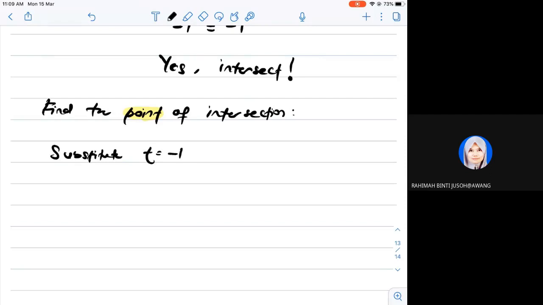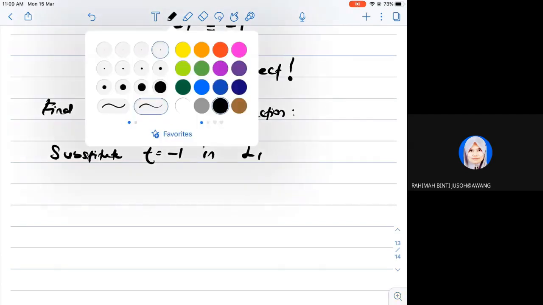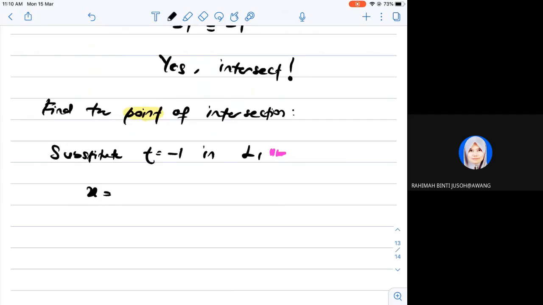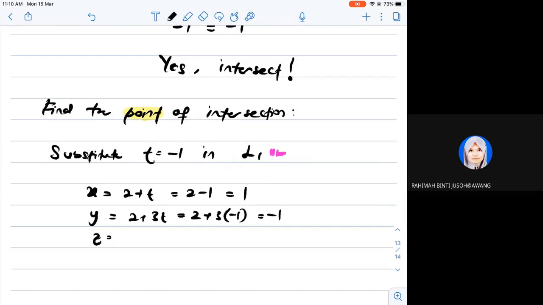T equals to negative 1 in L1, in the first line. So we will have X equals to 2 plus T, so 2 minus 2 plus T, equals to 2 minus 1. So we get 1. Y equals to 2 plus 3T, so equals to 2 plus 3 times negative 1. We will get negative 1. And then Z equals to 3 plus T. So 3 plus 1, we get 4.